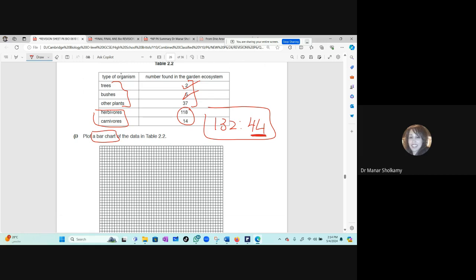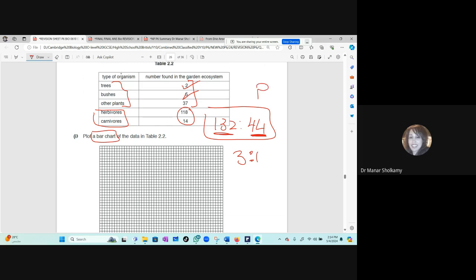Okay, this is 44. I want to ratio that down to 1. So just try to divide 132 by 44. And it will actually be 3. So the final ratio will be 3 to 1. So that you do it in one step.